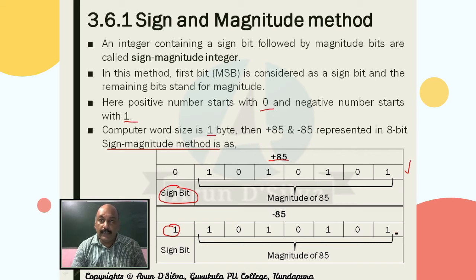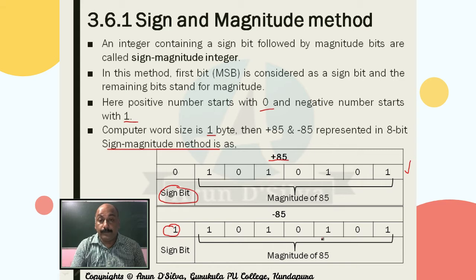Whichever number they give, look at the first digit from the left side, the MSB. If it is 0, then whatever magnitude value is there is positive. If the first bit, the MSB, is 1, then whatever magnitude value is there is a negative number. So this is the sign magnitude method.